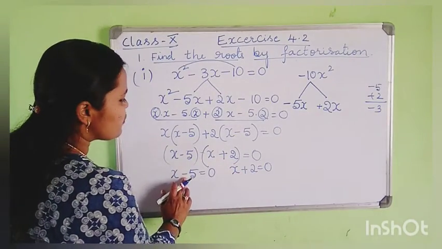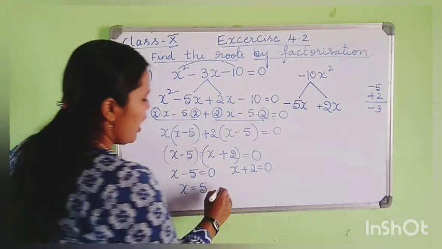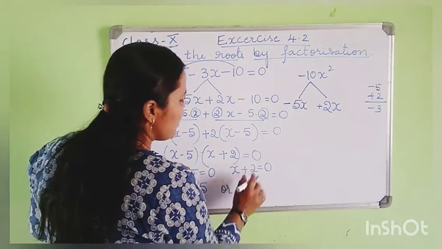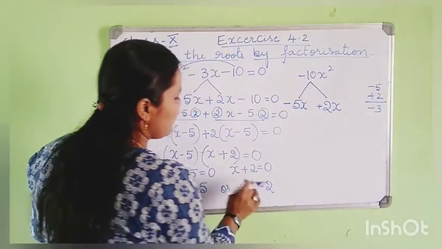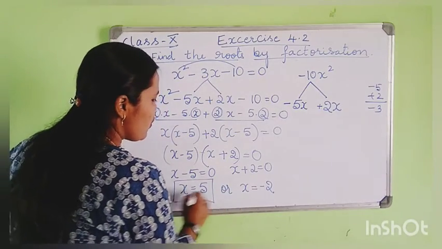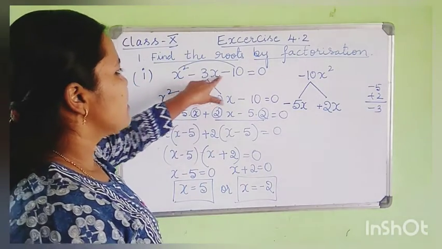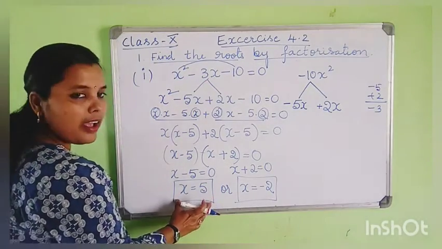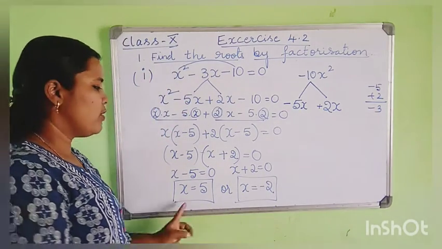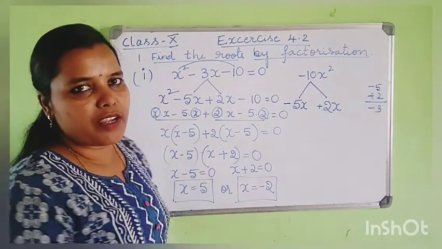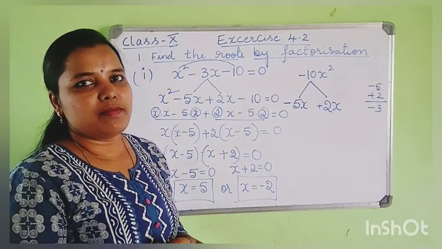When we take this minus 5 to the right side, what will happen? It becomes plus 5, right? So x is equal to 5. When we take this plus 2 to the right side, you will get x is equal to minus 2. Now, what are the roots of the given equation x square minus 3x minus 10? x is equal to 5 and x is equal to minus 2 are the roots of the given quadratic equation.